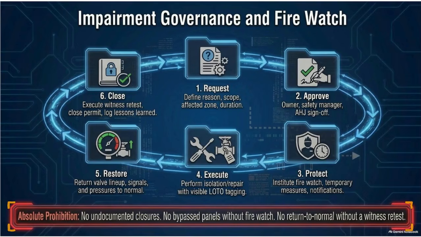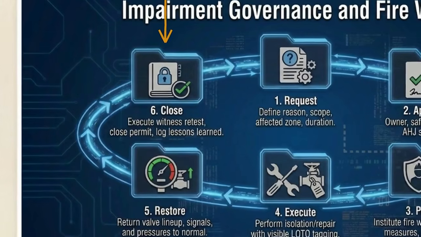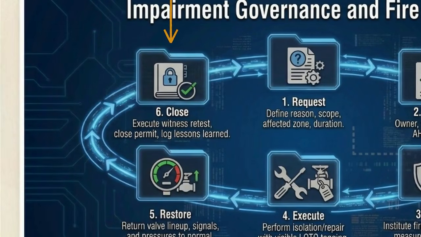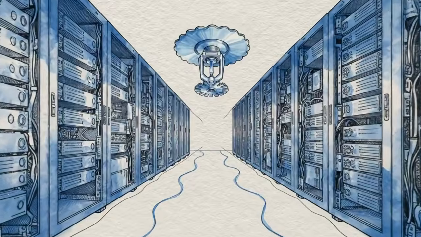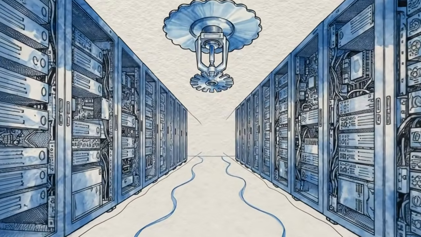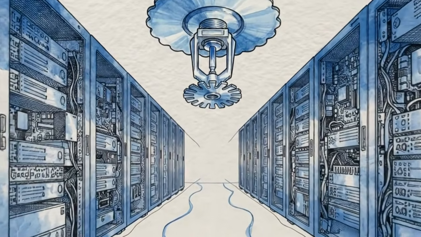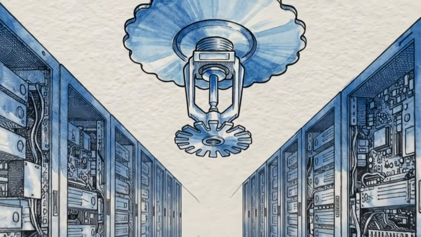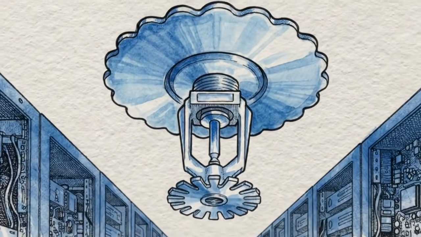The impairment governance loop prohibits undocumented closures and bypassed panels without a fire watch. No system is returned to normal status without a witnessed retest. The standard of a data center suppression system is verifiable readiness. A system is only valid if precisely engineered, rigorously testable, and safely restorable.